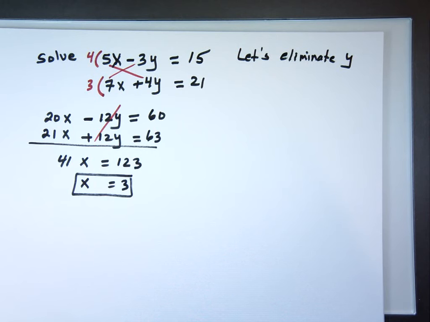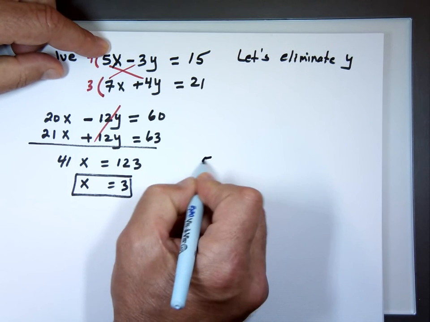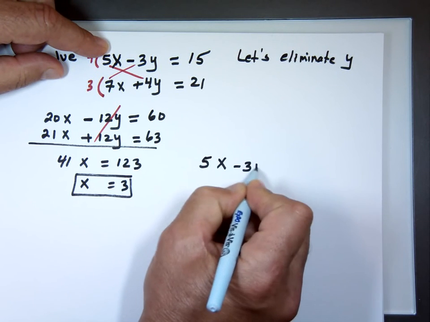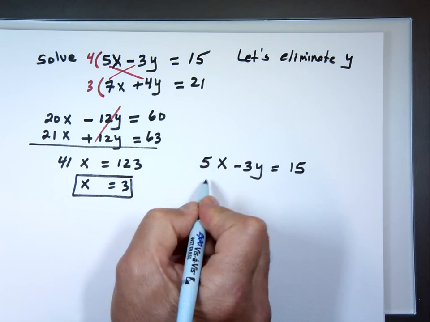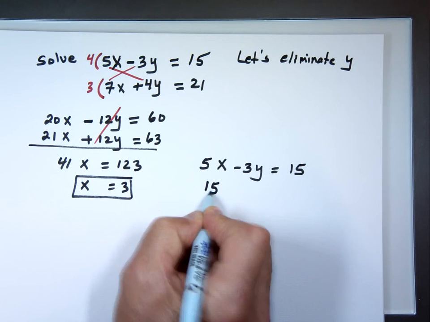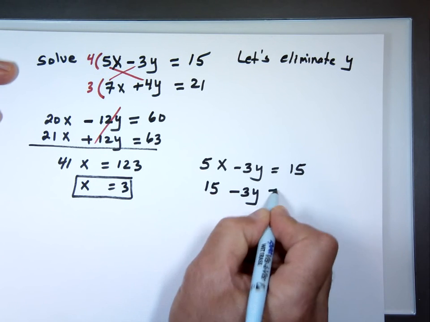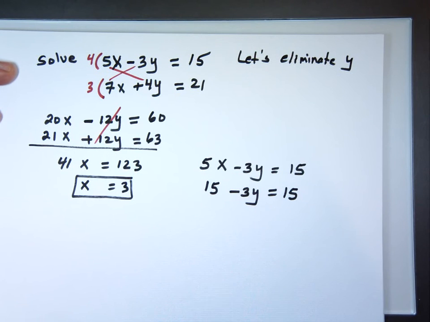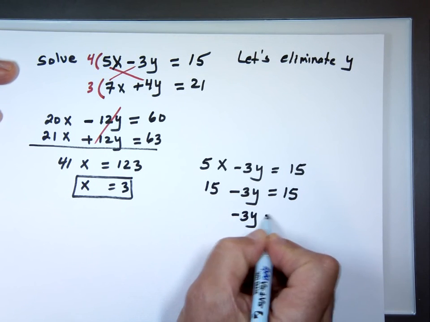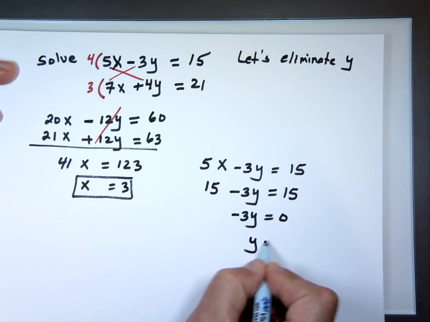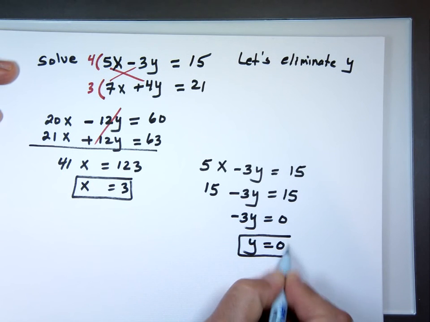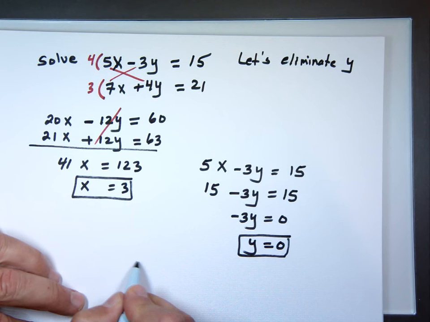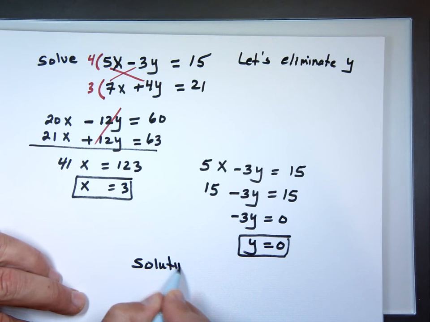Once you know x, you grab either equation, it doesn't matter. I pick the top again, no reason. Five times 3, which is what? 15 minus 3y equals 15. Negative 3y equals 0. Y will have to be what? What is 0 divided by negative 3? 0. So your solution here is 3, 0.